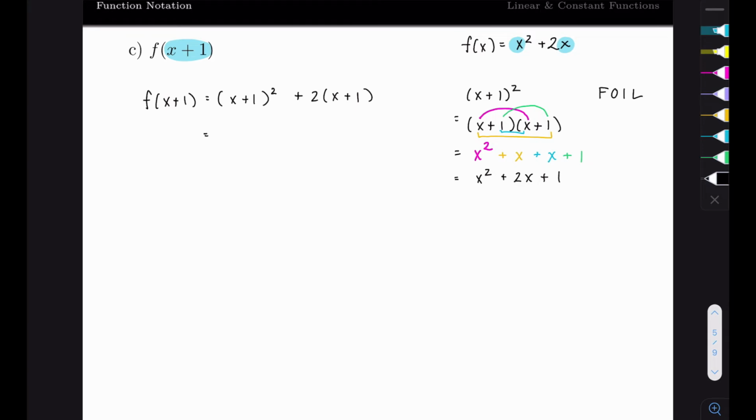So really this first piece simplifies to the following. And then for the second piece, we have to distribute that 2 to both pieces. That gives us 2x plus 2. Then combining our like terms, we have 2x and another 2x, and we have 1 and 2. This is equal to x squared plus 4x plus 3.